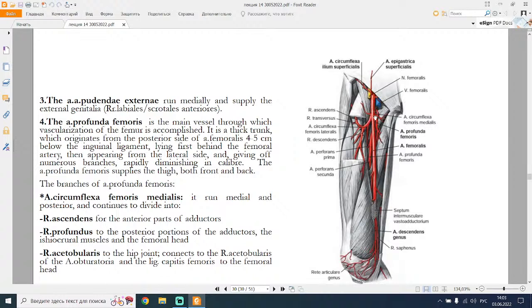and ramus acetabularis. Ramus profundus runs to the posterior portion of the adductors, the ischiocrural muscles and the femoral head. Ramus acetabularis passes to the hip joint, connects to the ramus acetabularis of the arteria obturatoria and reaches the ligamentum capitis femoris to the femoral head.